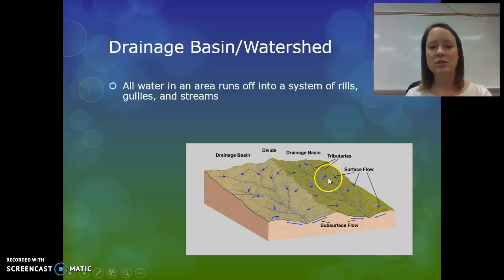So in this diagram, you see two different drainage basins. The boundary between the two is called a divide. So on the left side of this divide, all of the water drains into this river, and on the right side of the divide, all of the water drains into this river.